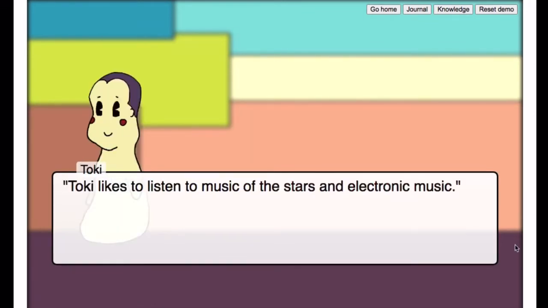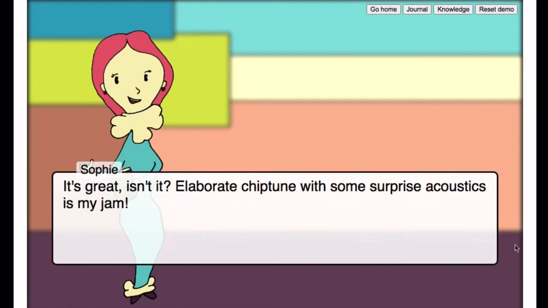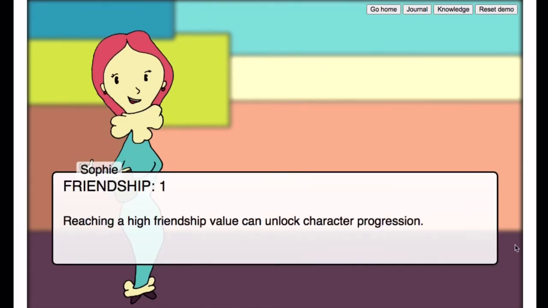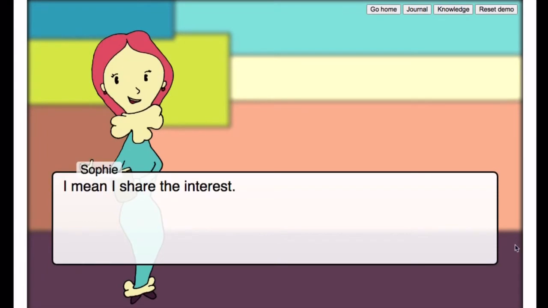Toki likes to listen to music of the stars and electronic music. It's great, isn't it? Elaborate chiptune with some surprise acoustics is my jam. There, one friendship point. I mean, I share the interest.